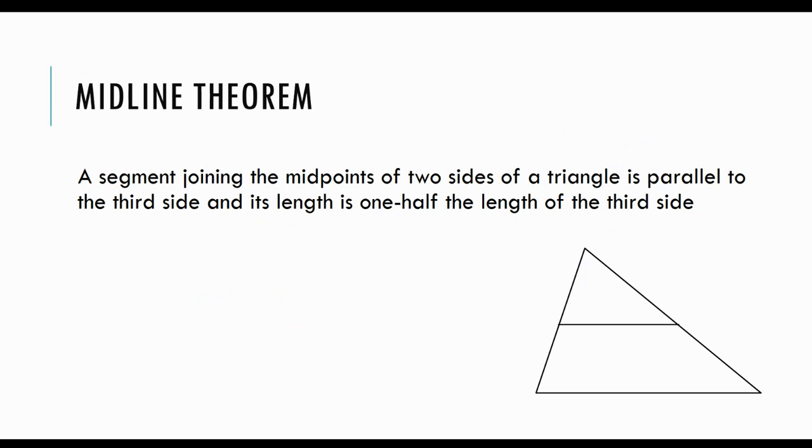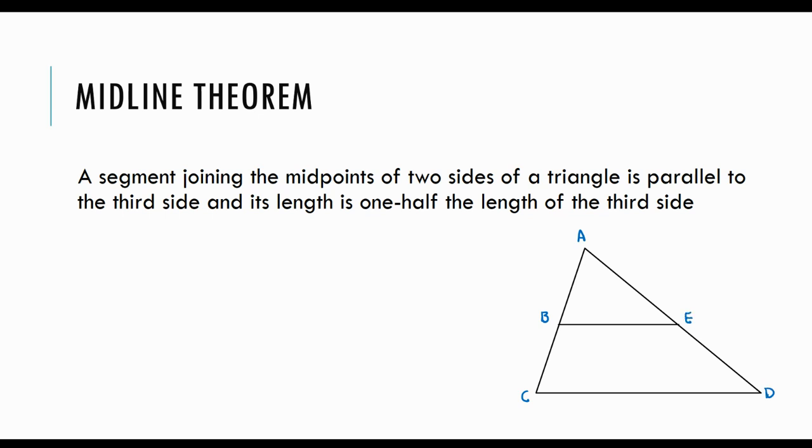Here is our midline theorem. It says a segment joining the midpoints of two sides of a triangle is parallel to the third side, and its length is 1/2 the length of the third side. So here's a picture. I'm going to label this triangle. We've got A, B, C on the left, and we've got D, E on the right.